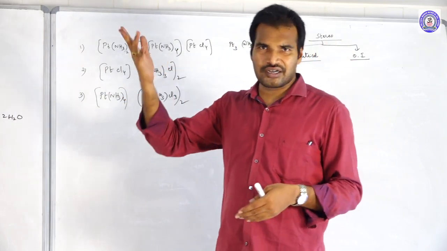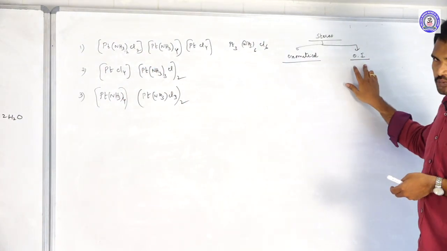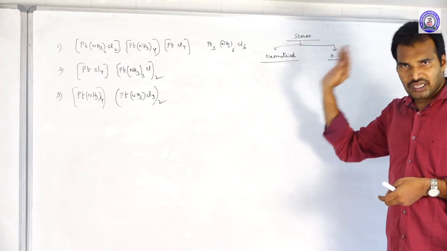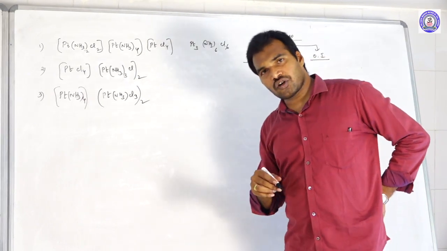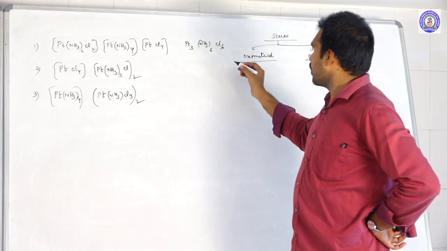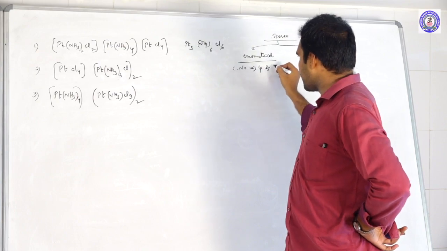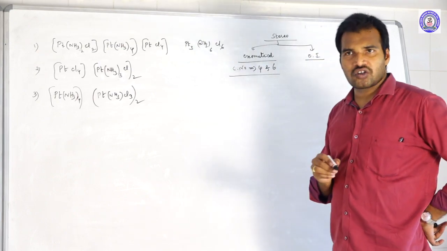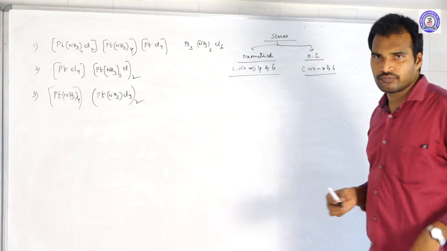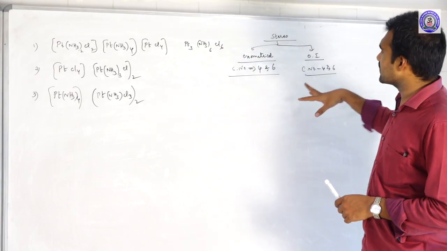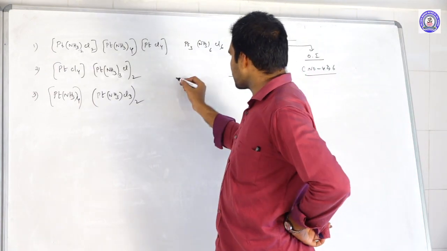We already discussed this in the isomerism concept. If you have any doubt, go through that video. Now, can all coordination complexes show geometrical isomerism? No. Only the complexes whose coordination number is 4 and 6 can show geometrical isomerism. Now let us see the first one, geometrical isomerism.